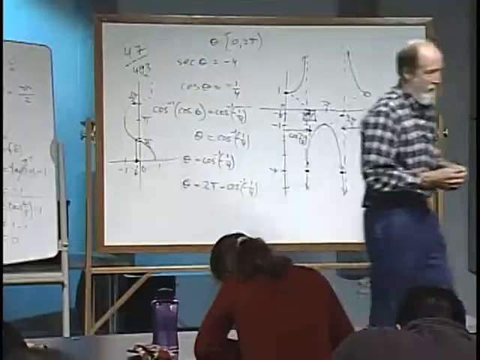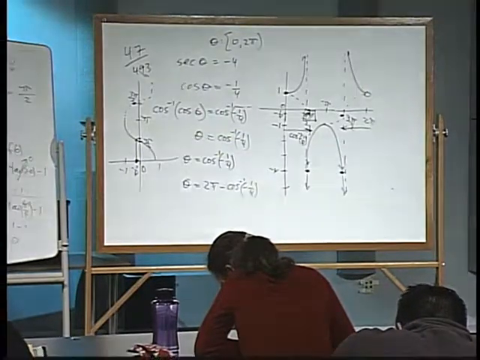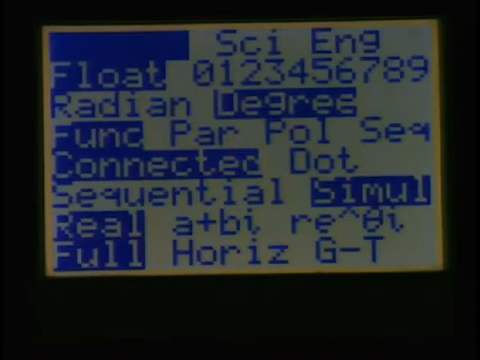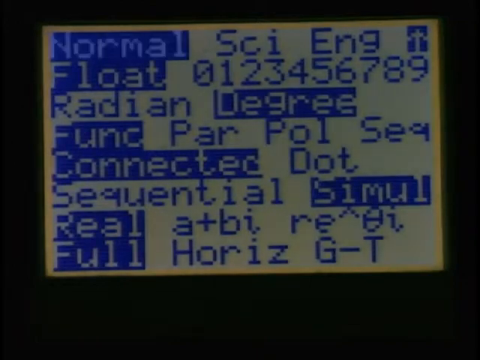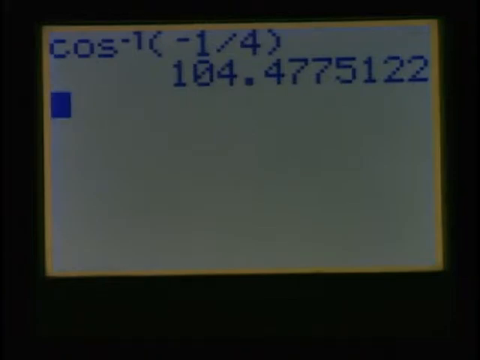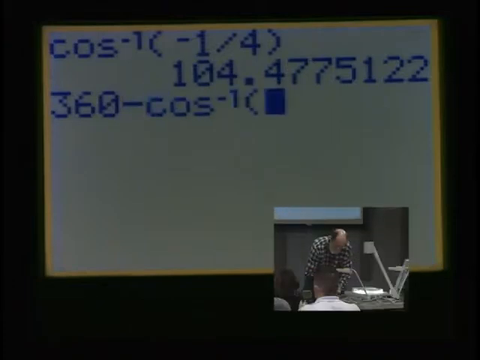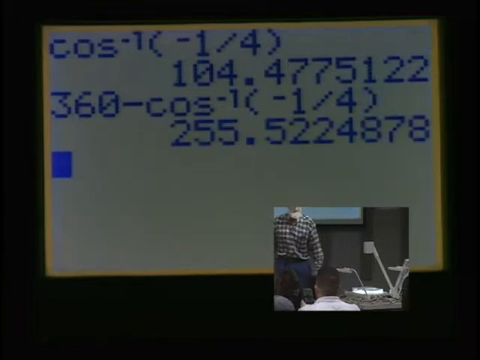So quickly on the calculator. And I'm back. Now I'm just going to punch this, and I'm still in degree mode, so it's going to give me an answer a little past 90 degrees. On the home screen, I go inverse cosine of negative 1/4, and I get an answer a little bit past 90 degrees. Then I take 360 degrees and subtract from it that inverse cosine of negative 1/4 for my other answer, 255.